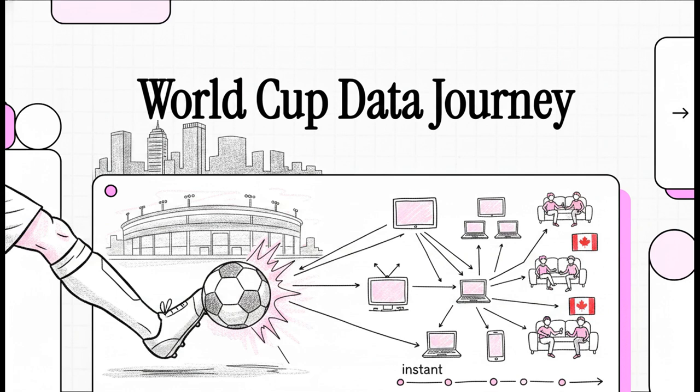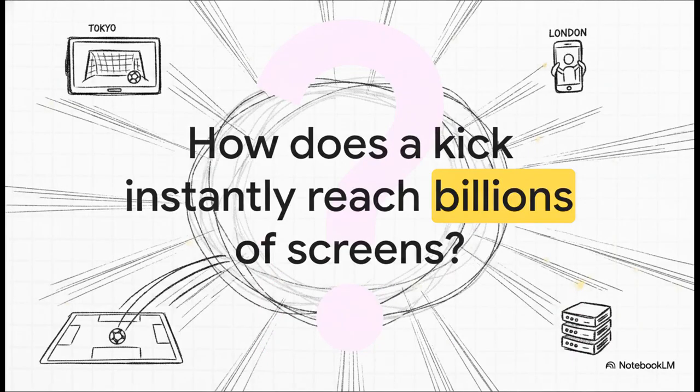Millions of us are going to be sitting in our homes, offices, and fan zones, enjoying these matches across the US, Canada, and Mexico. But behind every single passing goal is an absolutely extraordinary feat of network engineering. So how exactly does that one single kick instantly reach billions of screens?